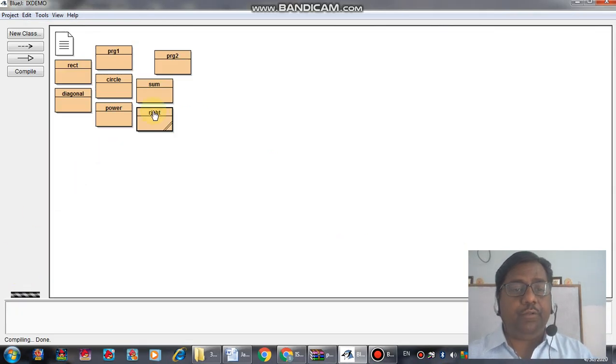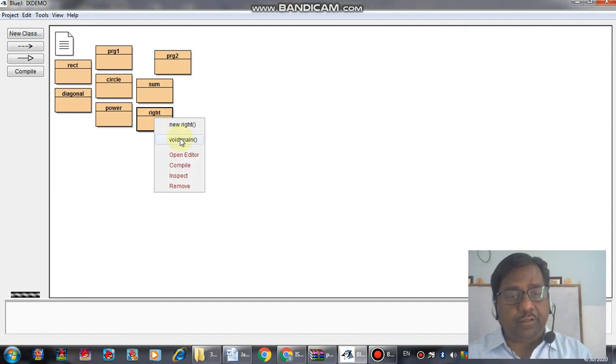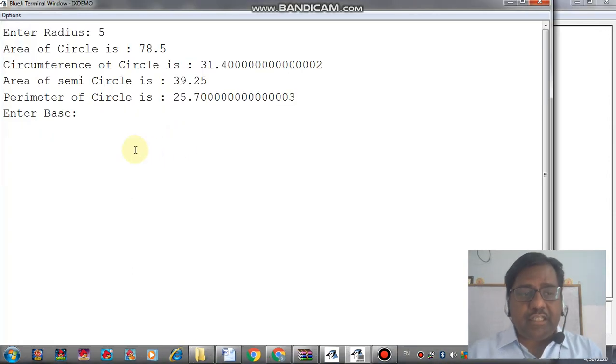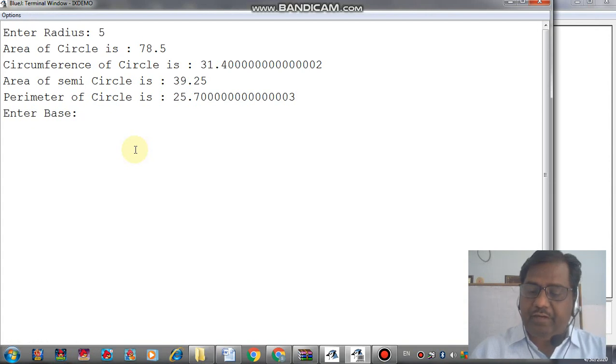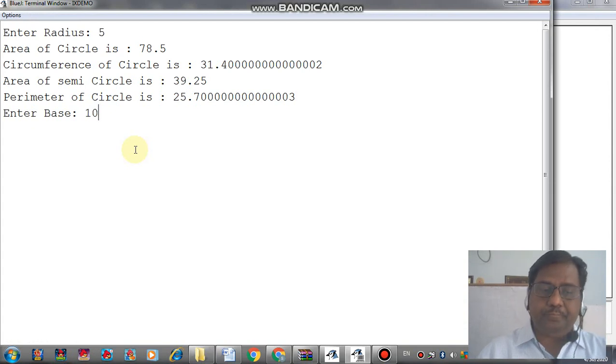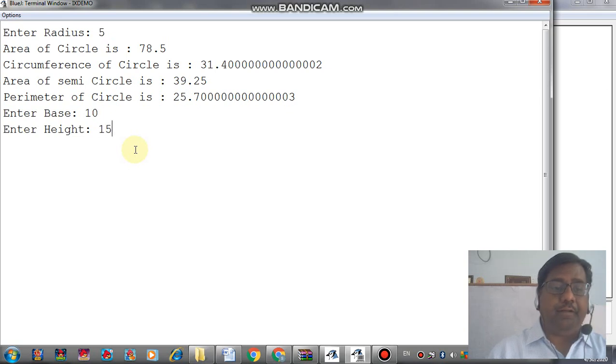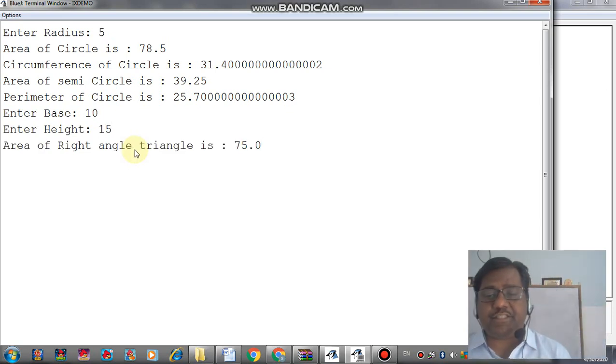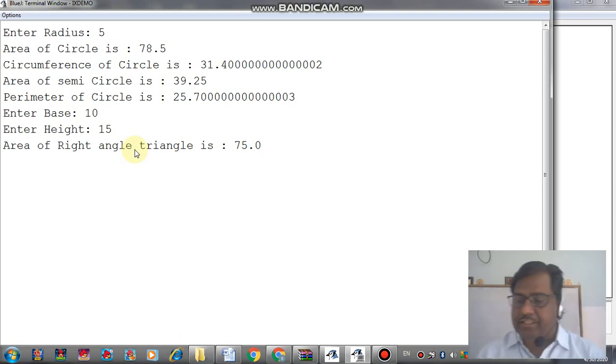You will close the window, you will right click on the program, click on void main. It's asking to enter the base. Suppose I have entered the base as 10. It's asking for the height. I have entered the height as 15. So the answer is 75.0. This is how you will be working on your programs.